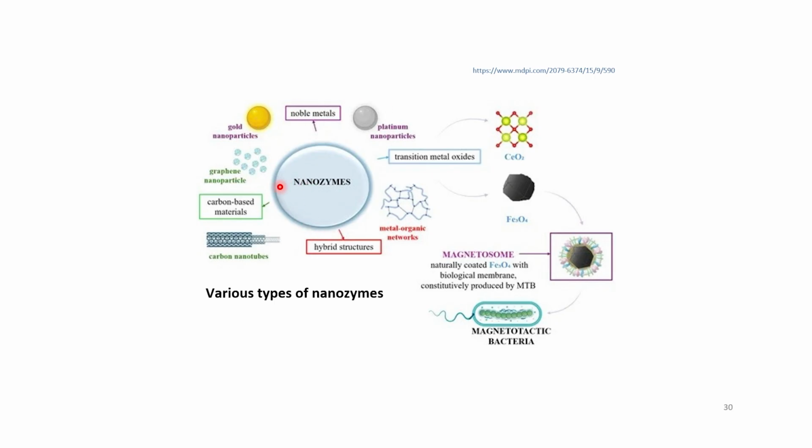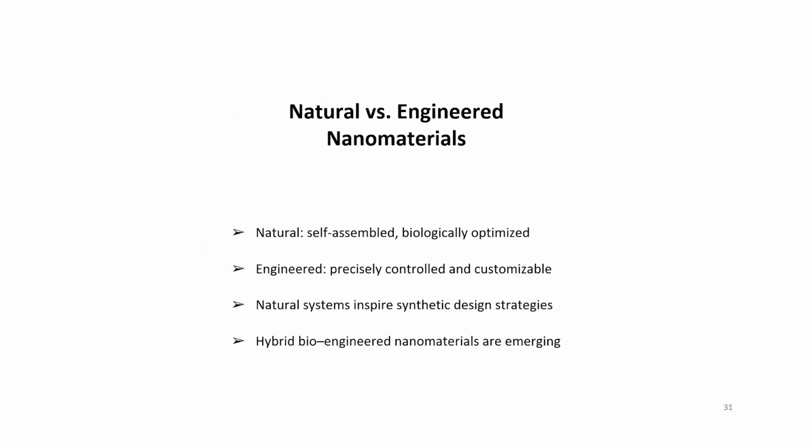These are various types of nanozymes. These mimic natural enzymes and they can be used in various reactions. As you know, enzymes require specific pH and temperature, and high levels of maintenance and cost. So these can be replaced by nanozymes that are synthesized. So these are engineered nanomaterials, and from magnetotactic bacteria also you can create some engineered nanomaterials. These are magnetosomes, naturally coated iron oxide with a biological membrane, constitutively produced by MTB. So you create that. That is also an example of how natural materials inspire engineered nanomaterials.